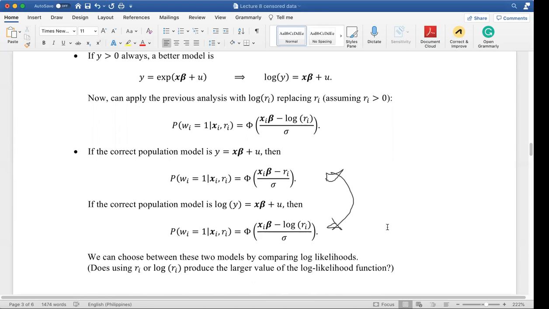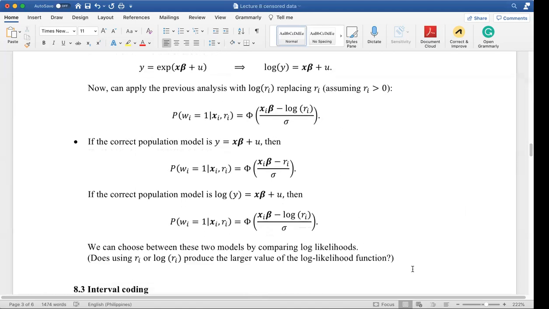Okay, so for the original model, you do probit of w sub i on x sub i, r sub i, right? For the second model, you do probit of w sub i on x sub i, log of r sub i. Okay. So how would you choose which is the better model? Then you can just compare the log likelihoods, okay?